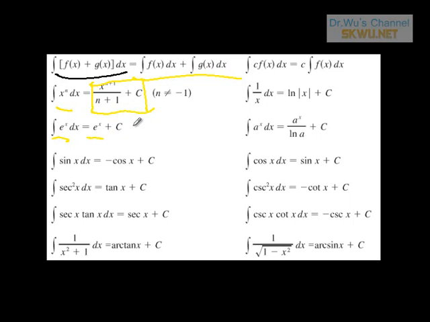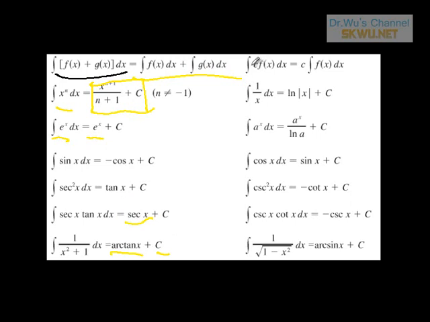When we have sine x, we will have negative cosine x, because when we differentiate negative cosine x, we get sine x. When we have secant squared x, when we integrate that it will go to tangent x. When we have secant x tangent x multiplied together and integrate, we will have secant x. When we have 1 over x squared plus 1, we will have arctangent x plus a constant.